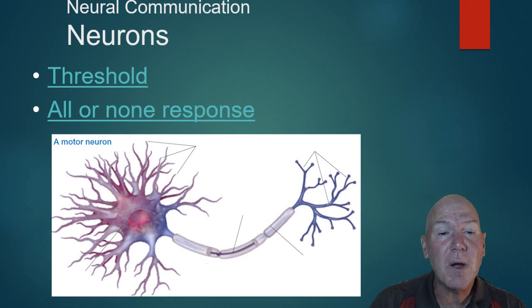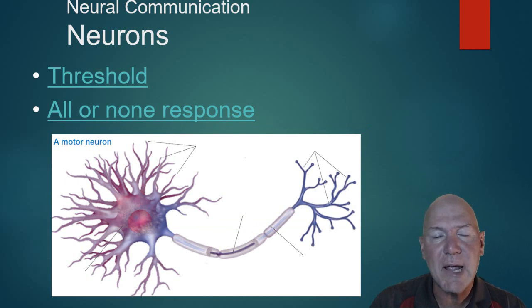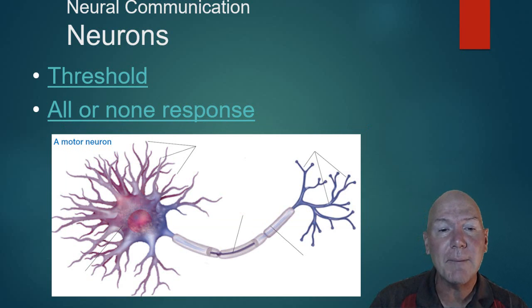The all or none response means that the neuron fires or it doesn't fire, which means it fires exactly the same way each time. It doesn't change. It doesn't become more intense. It doesn't go faster. It doesn't do any of those things. It's the same, all or none. Again, same thing with the rifle. If you pull the trigger slowly, the bullet still comes out just as fast as if you pulled the trigger quickly. And it works very much the same way.